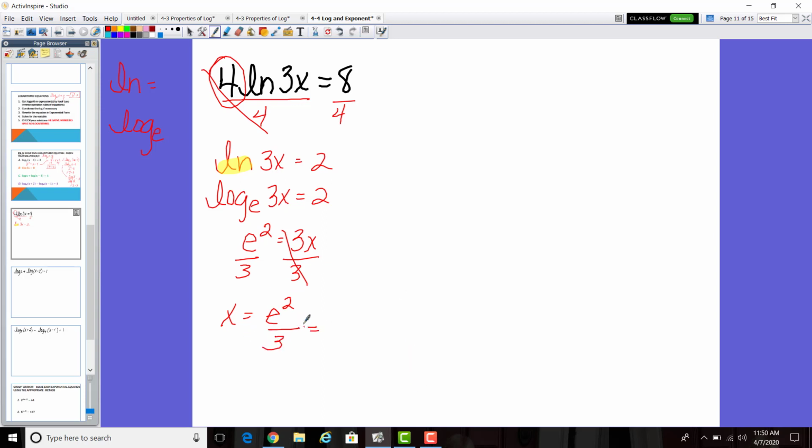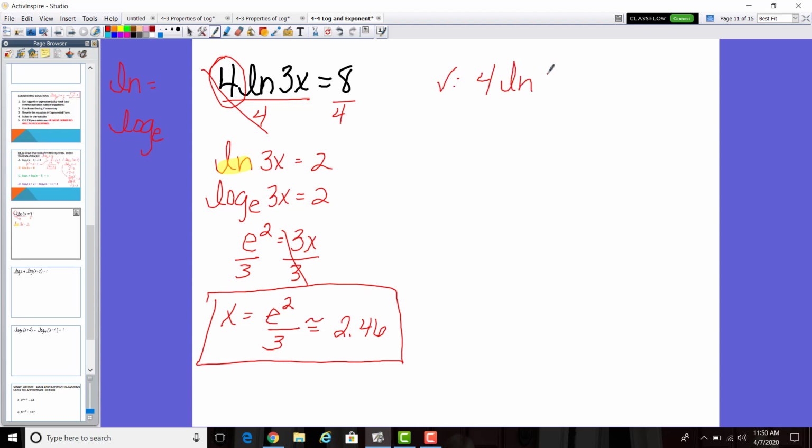That is our answer. Now, because we have an e, we can estimate that on our calculator. Remember, the e to the exponent button is above your ln key. And if we round that, we're going to get 2.46. Now, this is our answer, but we have to check it. We're going to check it into the original problem. And I'm going to plug in the actual answer, e squared divided by 3.